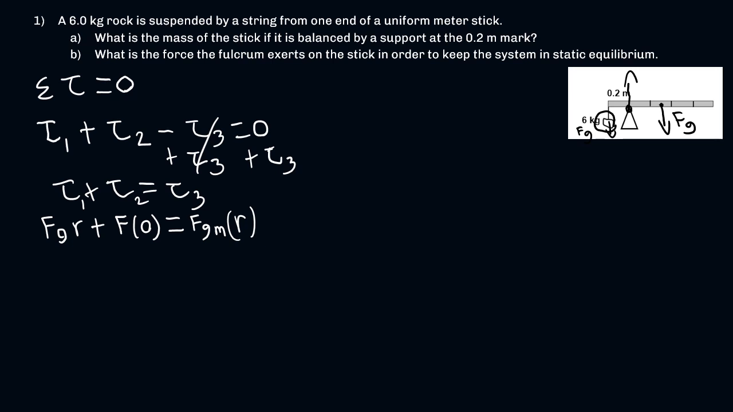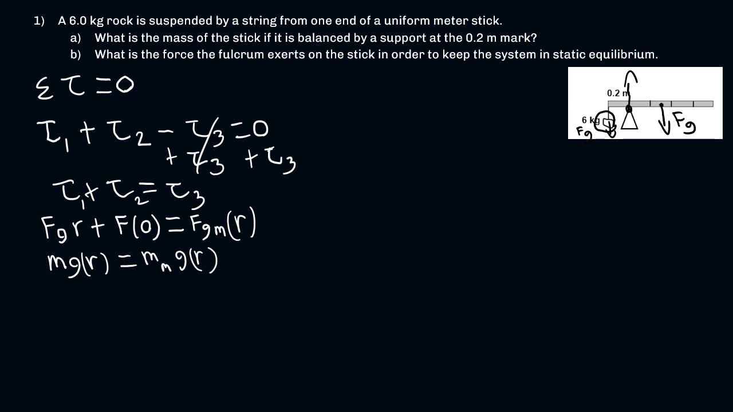So we have the mass of the rock, so we can use that here. So what is Fg? Fg is mg, obviously. So let me just write this out a little bit further. So Fg is mg times r, and that is of the rock, is equal to the mass of the meter stick, I'll put a subscript m there, times g times r.